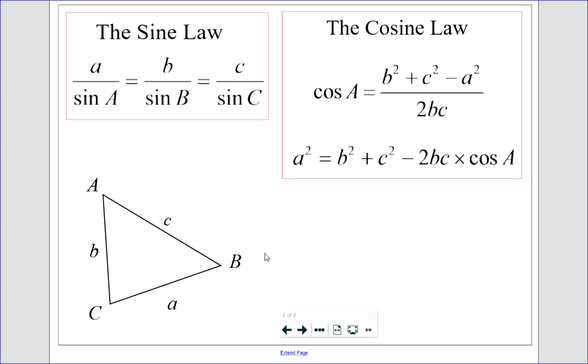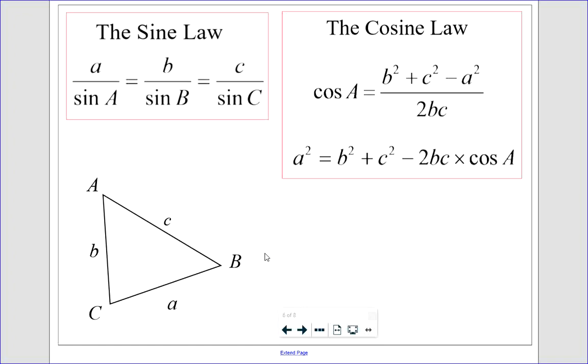I've got up here both the sine law and the cosine law, but what we learned yesterday is the cosine law. I don't quite know why I did this, but I put a multiplication symbol in the second form of the cosine law between 2bc and cos A. It's usually not written there, but maybe it's just a reminder that it is multiplication that's happening there.